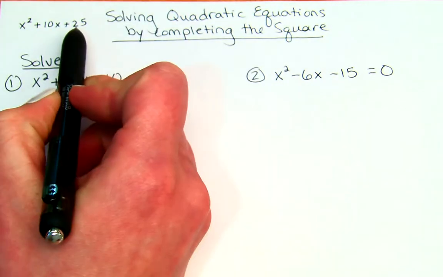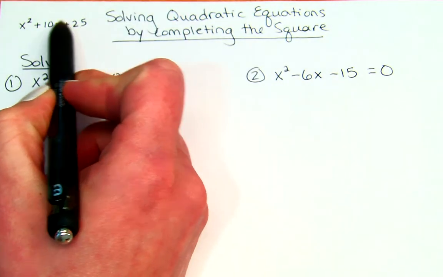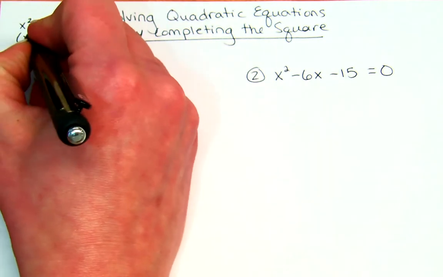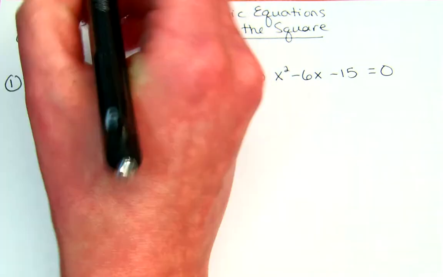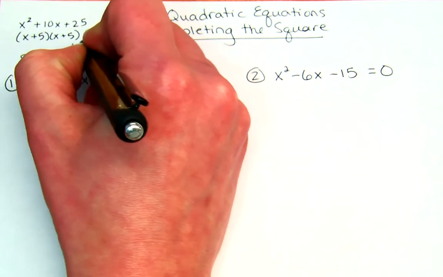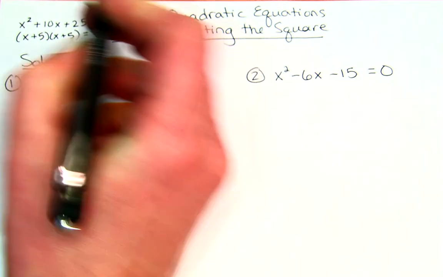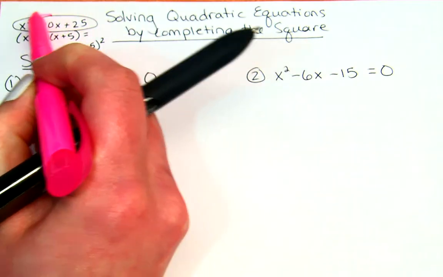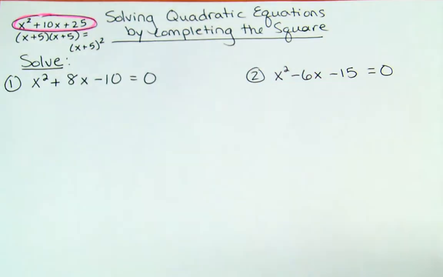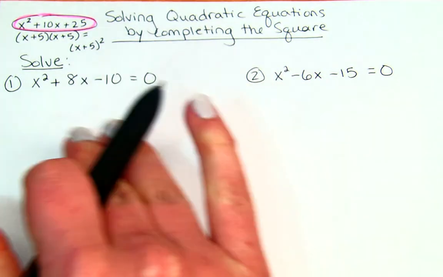The reason being is because two numbers that multiply to 25 that also add to 10 are 5 and 5. So our factors are identical, which means this can be rewritten as (x plus 5) squared. So our original is a perfect square trinomial. That is what we are trying to make happen when we are completing the square.